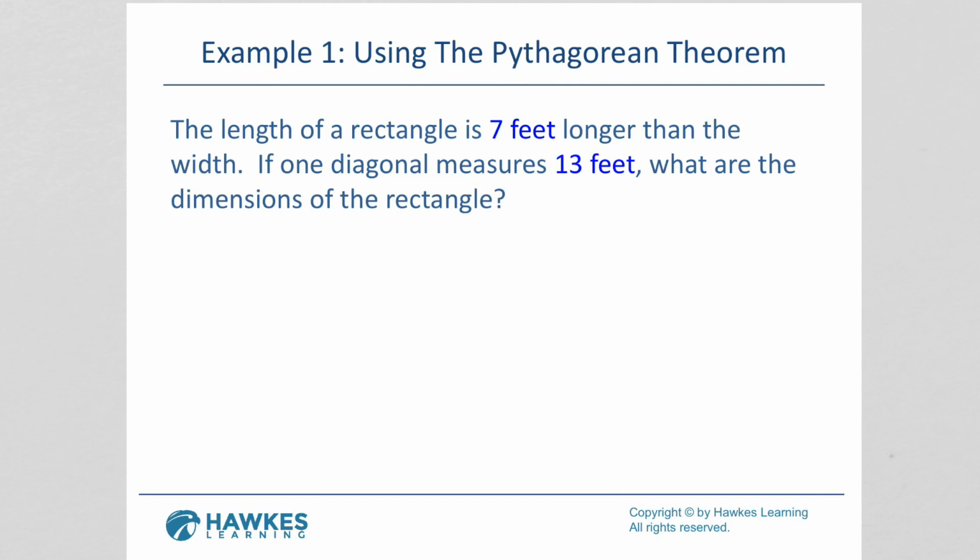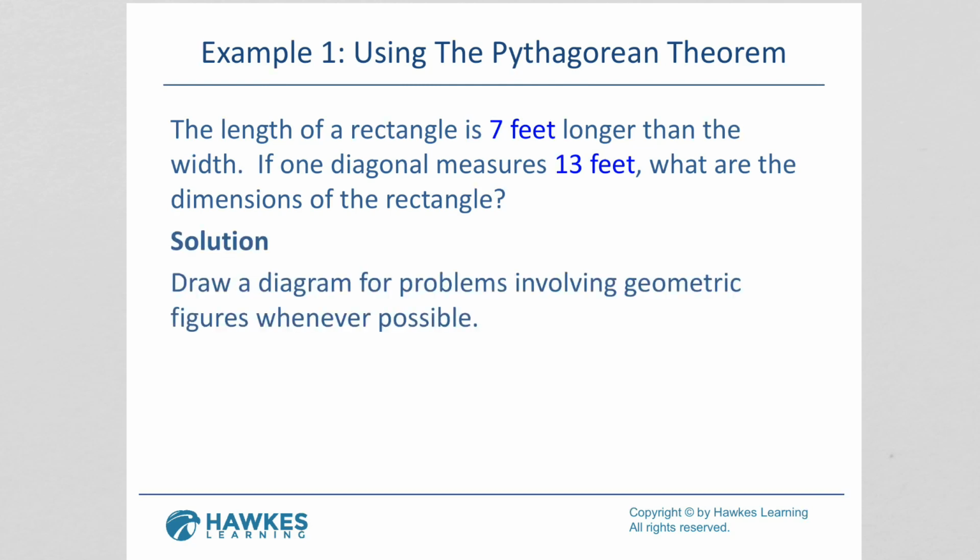Example 1. The length of a rectangle is 7 feet longer than the width. If one diagonal measures 13 feet, what are the dimensions of the rectangle? For our solution, we're going to draw a diagram for the problem involving geometric figures whenever possible. In this case, we're going to draw a rectangle where the diagonal is 13.